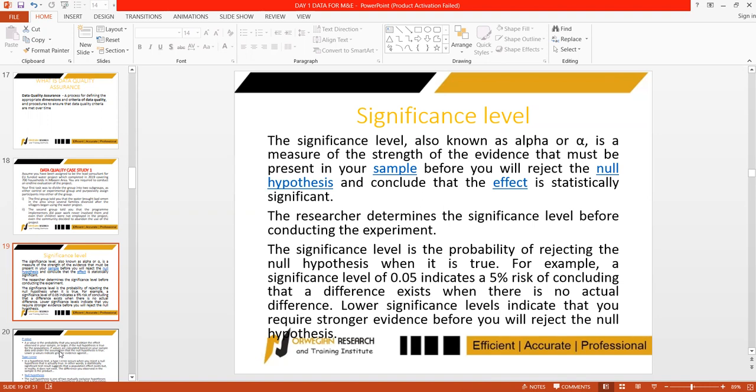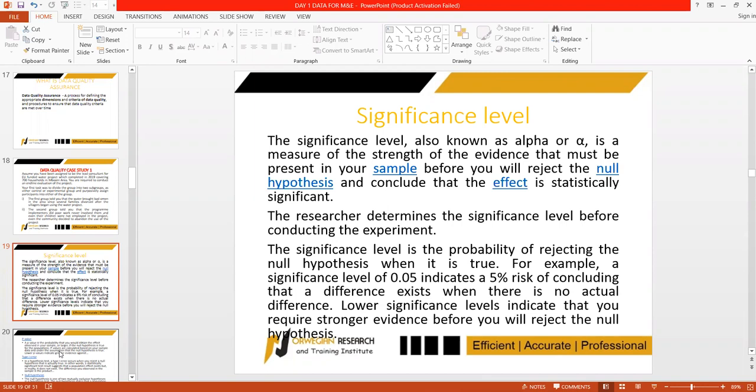And we set our significance level, the standard way of setting it. Like in social science, we normally use about 5%. It's allowable risk, it's allowable error that you can work with. But when we are in health sciences, we normally increase the accuracy level to 0.1%. We can only then talk about 99% confidence as opposed to 95% confidence. So the lower significance level indicates that you require stronger evidence before you will reject the null hypothesis.